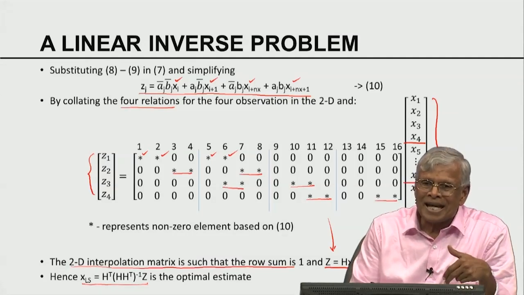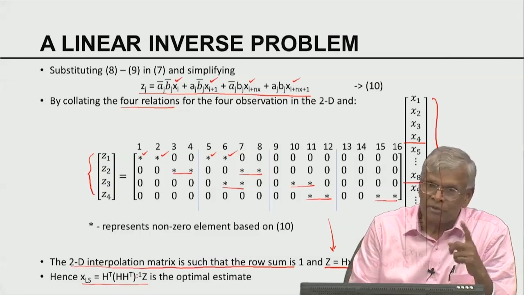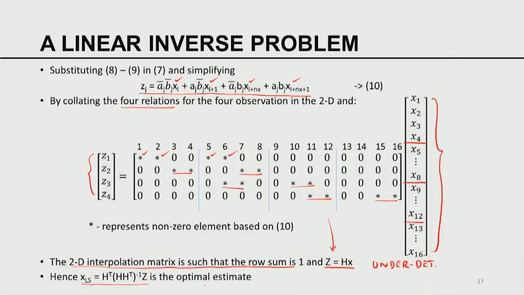So this is the underdetermined case. I want you to remember the underdetermined solution is different from the overdetermined solution. This is the formula for the optimal estimate for the underdetermined system. Again, this comes from the previous results that we have already seen.